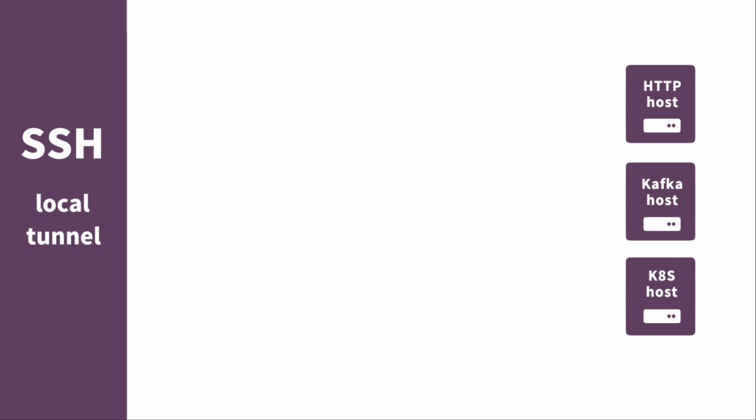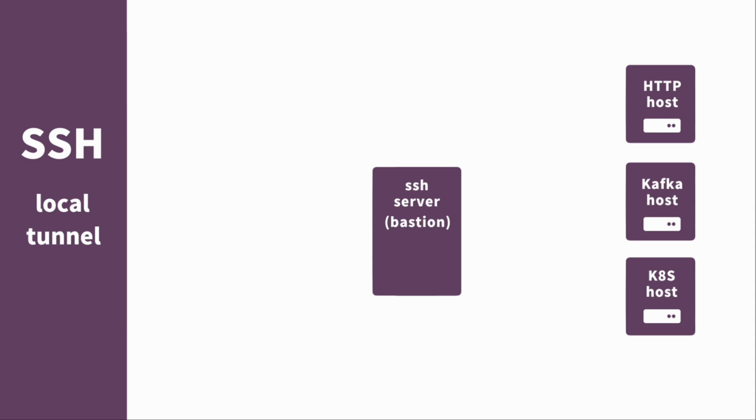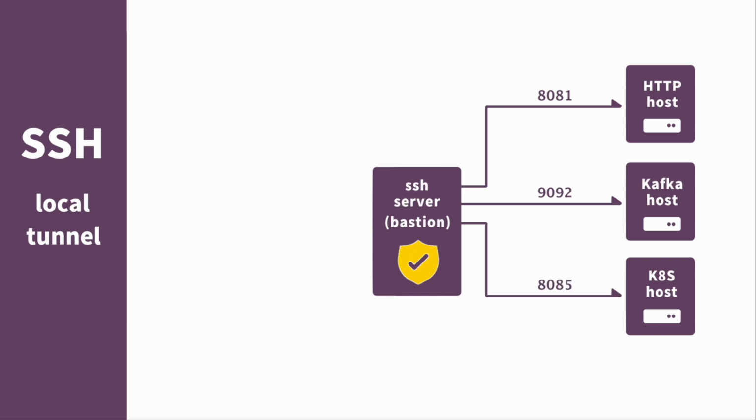And then in order to use SSH local tunneling, you need to have an SSH server, or people say bastion server. This bastion server is usually highly secured, and it is able to connect to all your backend hosts through different ports. With this infrastructure, now you are able to start using SSH local tunneling.